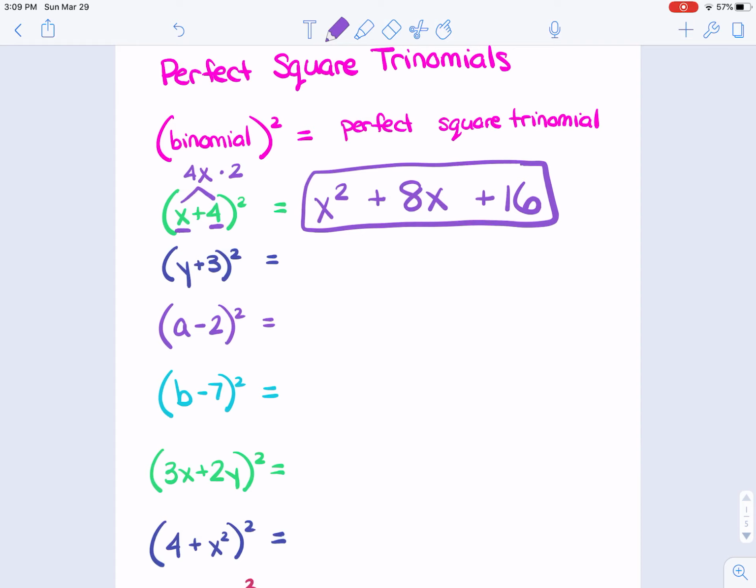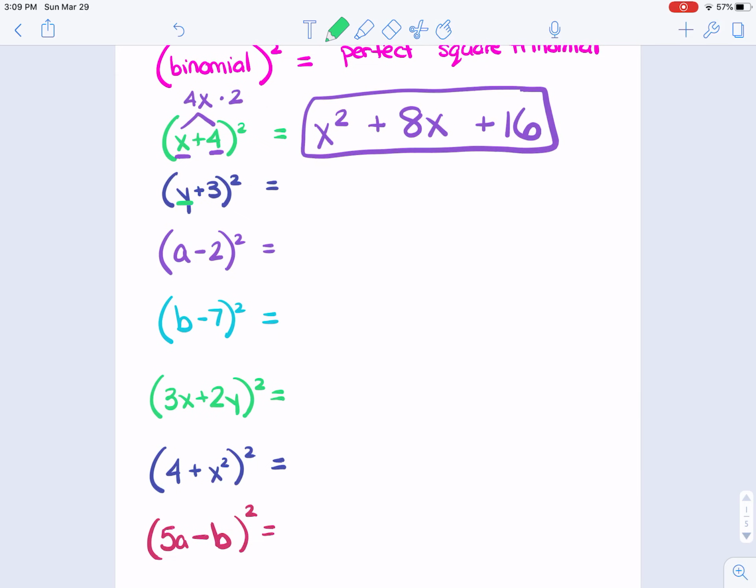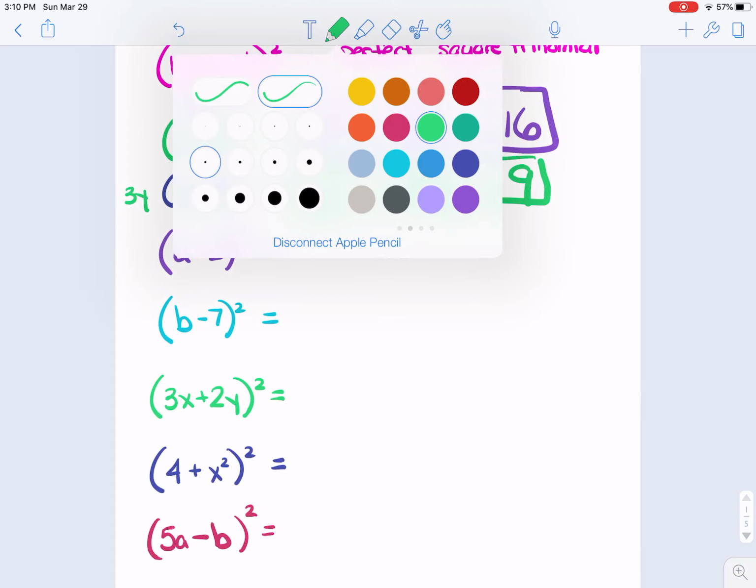And again, you can check your answer. If you didn't believe it, you could FOIL it out and you get the exact same answer. All right, so let's try it again. We're going to do it for every single one of these. I'm going to take my first term, which is y, and square it. So it gives me y squared. Take my second term, which is 3 in the binomial, and square that. 3 squared gives me 9, and that gives me my third term. To get the middle term, you multiply the two together. Y times 3 is 3y, and then you double that. When I double 3y, I get 6y. So my answer is y squared plus 6y plus 9.